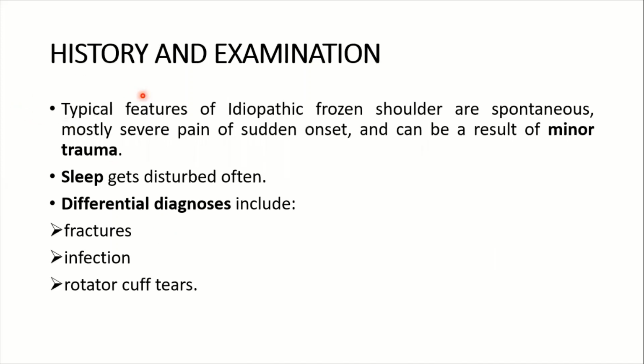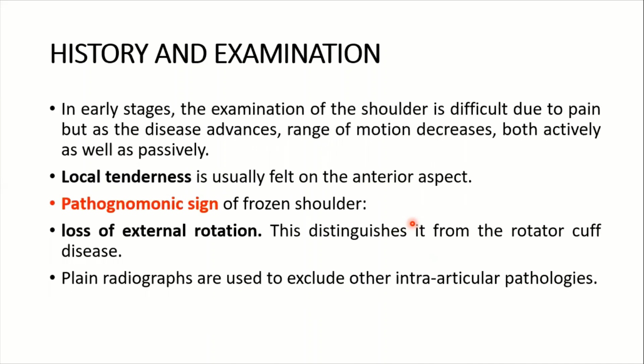So history and examination. Typical features of idiopathic frozen shoulder are spontaneous, mostly severe pain of sudden onset, and it can be a result of minor trauma. Sleep often gets disturbed. Differential diagnoses include fractures, infection, and rotator cuff tears. So history and examination continues.